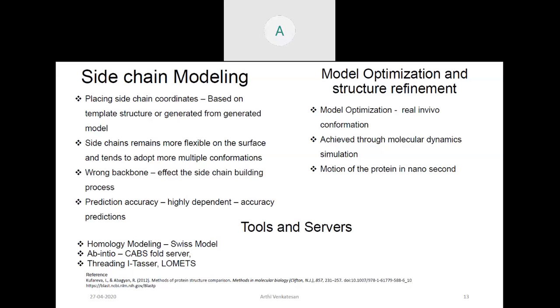For the ab initio method, you can go for the CASP fold server, and you can also use Modeler. Modeler is the first modeling software which has been developed for homology modeling. Not only homology modeling, all three modeling methods can be done through Modeler. For ab initio, maybe you can say about AlphaFold, the recent trend. AlphaFold completely uses machine learning to predict the fold, so it's a trending one. For ab initio and threading, you can use I-TASSER, LOMETS, Robetta, and there are some other tools also available.